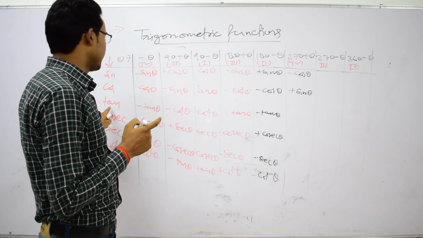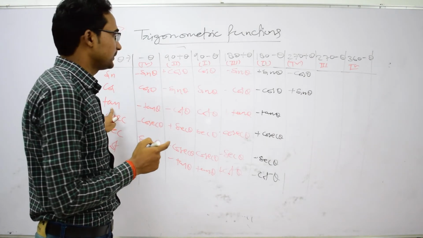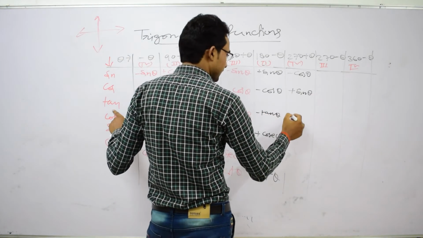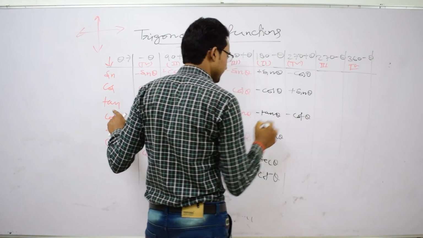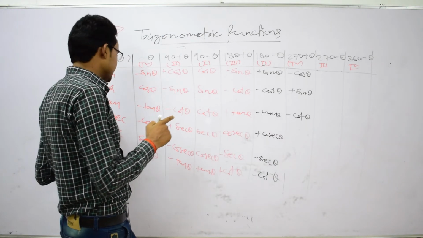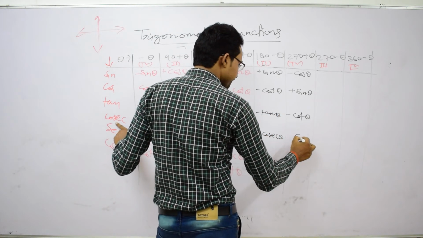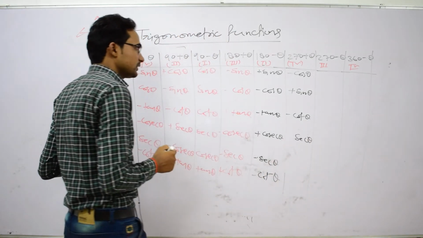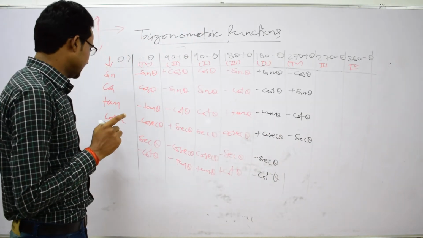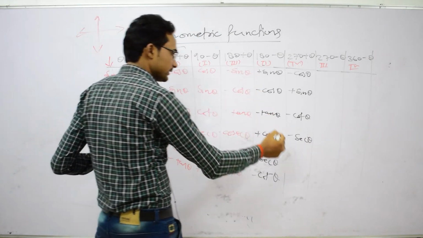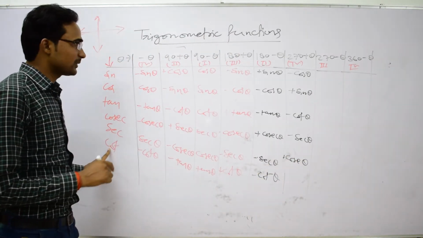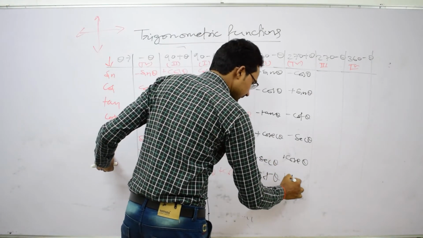Tan 270 plus theta: in the fourth quadrant tan is negative, and 270 changes it, so that means cot theta with a minus sign. Cosec 270 plus theta: cosec will be in sec form, sec theta, and with the sign convention cosec will be negative. Only cos and sec are positive. Sec 270 plus theta is cosec theta with a plus sign. Cot 270 plus theta is negative, minus tan theta.